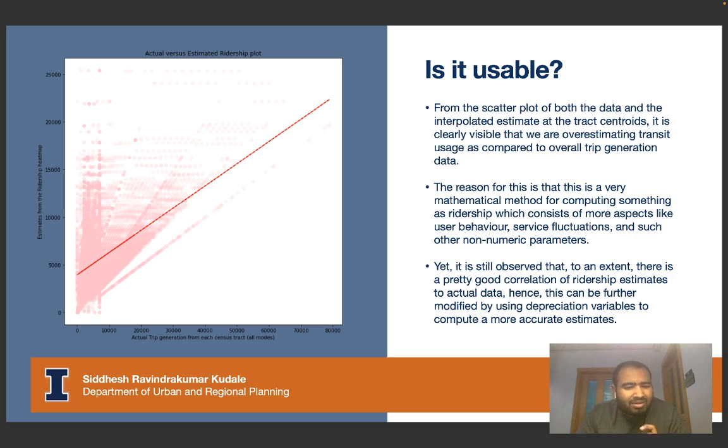Yet it is observed that to an extent there is a pretty good correlation between the ridership estimates and the actual trip generation. So if we had to study this topic further, we can use depreciation variables and other parameters to compute a more accurate estimate between the actual ridership and the estimates.